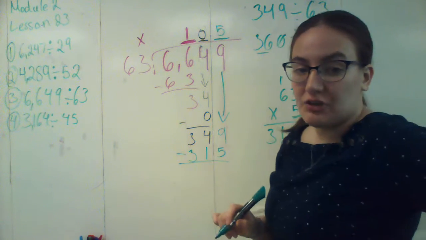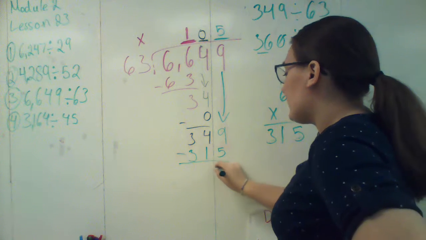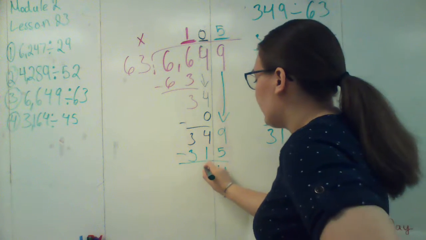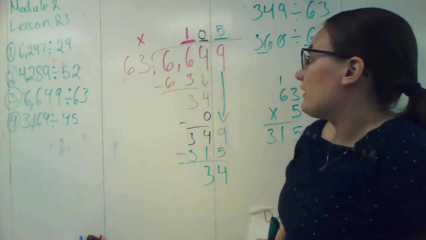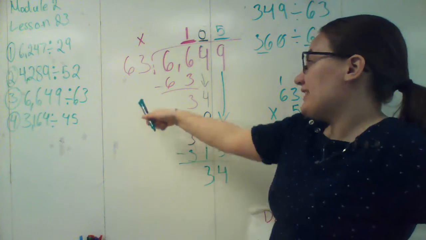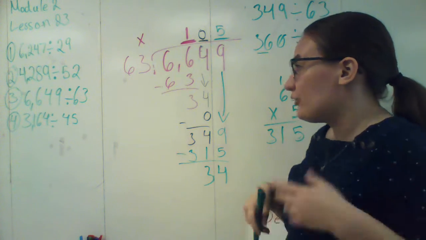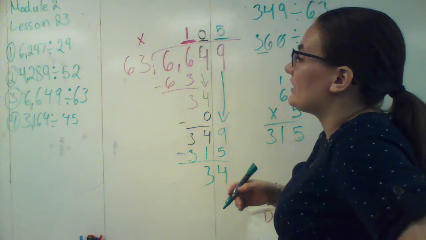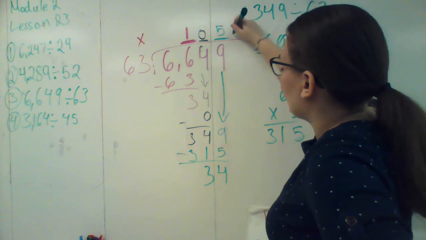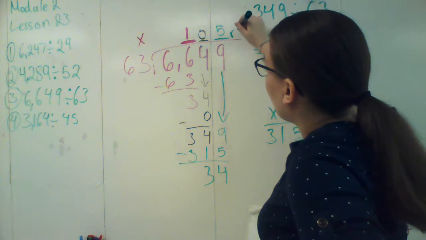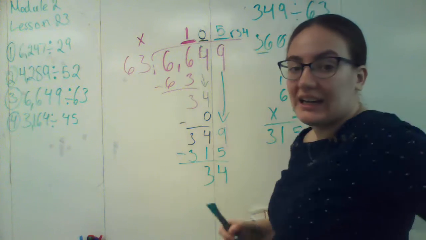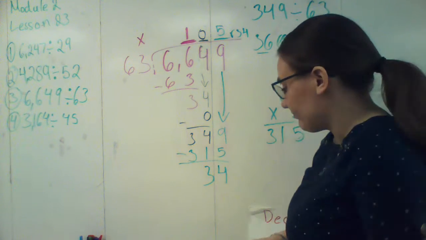So I go ahead and subtract. Now I'm going to do 9 minus 5, which is 4. 4 minus 1, which is 3. So my remainder is 34. I'm going to see, can 63 fit into 34? No, it can't. So that is my correct answer. So I'm going to write 105, remainder 34 as my final answer.